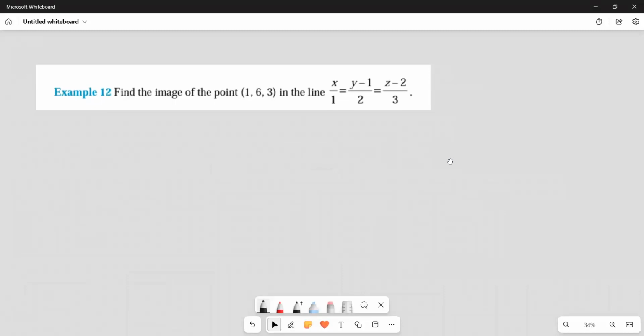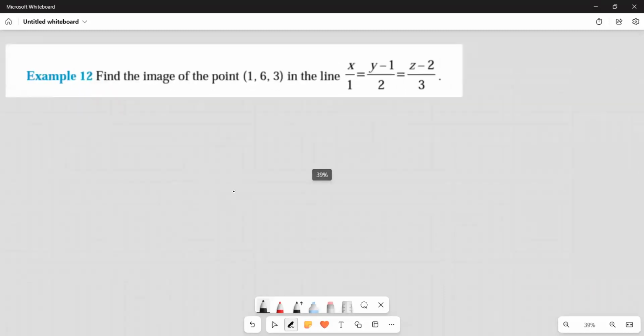Today we are going to do an important question of exemplar. The question is: find the image of the point (1, 6, 3) in the line. The point is taken as A. The line is BC or PQ. Take PQ, that is x/1 = (y-1)/2 = (z-2)/3.